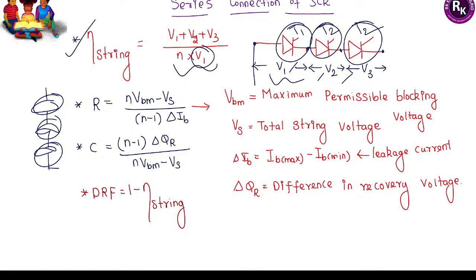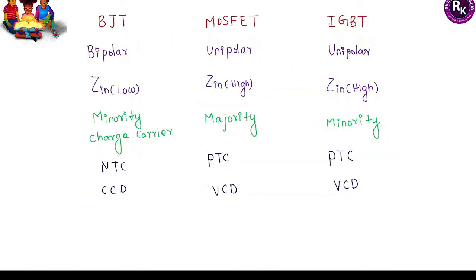Similarly, we are also asked to calculate the value of static resistance and the dynamic capacitance for the series connection of the SCR. Here I wrote the formula and clearly wrote what things we are considering. Similarly, for the capacitance, I wrote the formula, and DRF indicates the derating factor. Sometimes in examinations it is asked to calculate the string efficiency and then subtract it from 1, that is 1 minus string efficiency. That will give you the value of the derating factor of the thyristor. Got it?